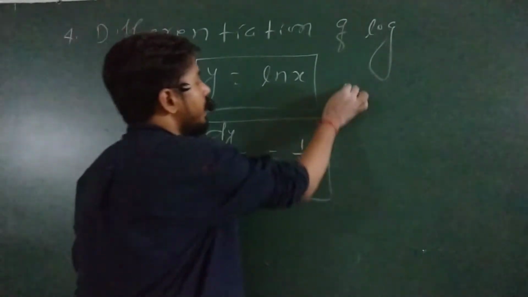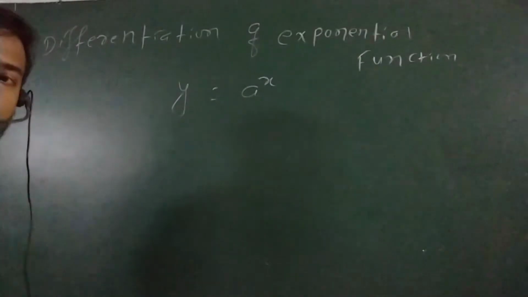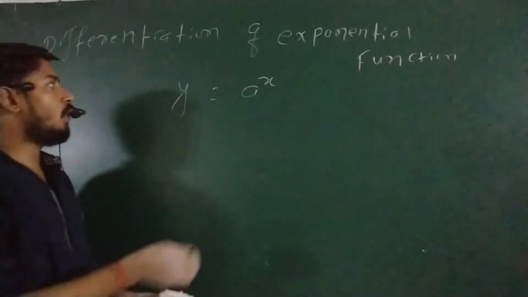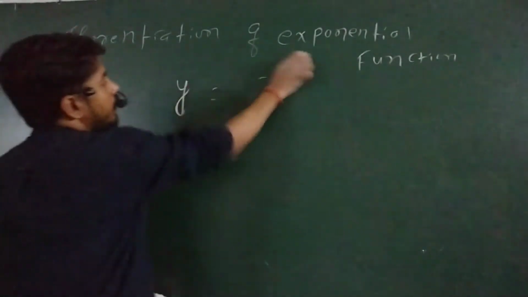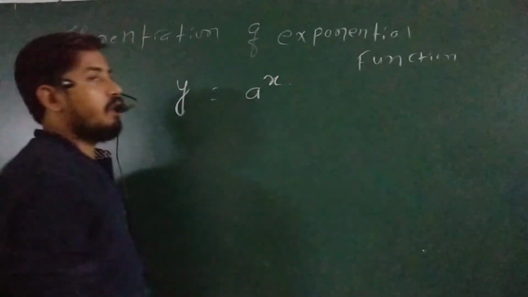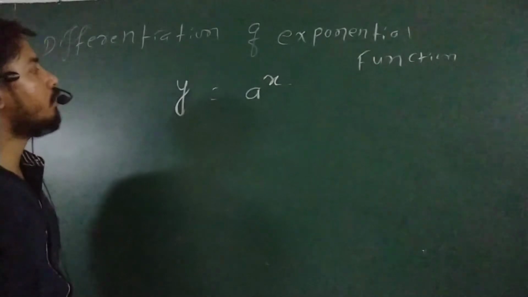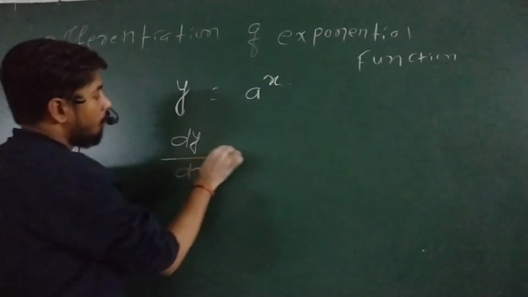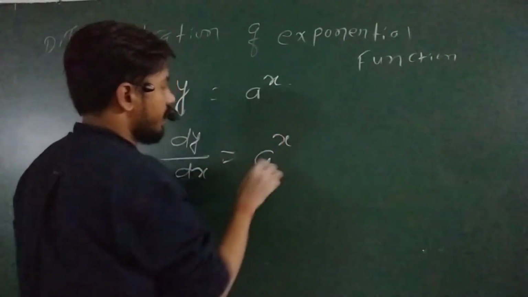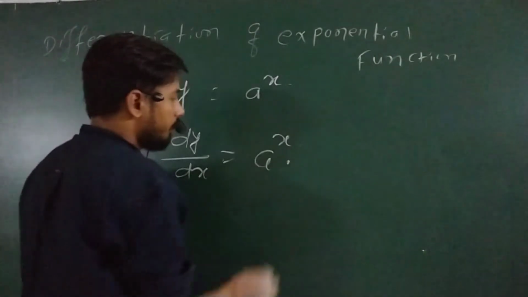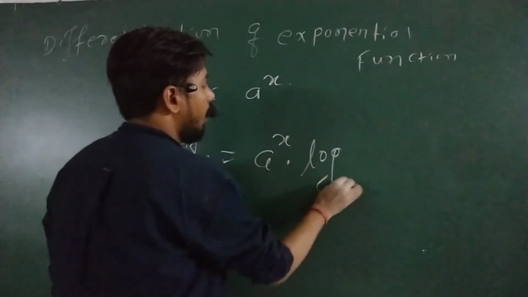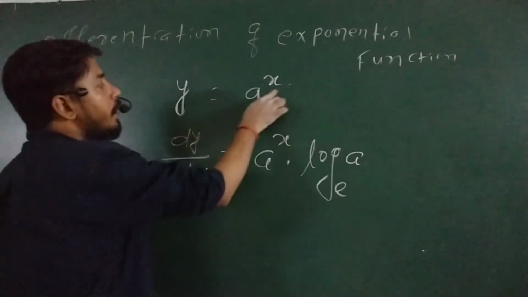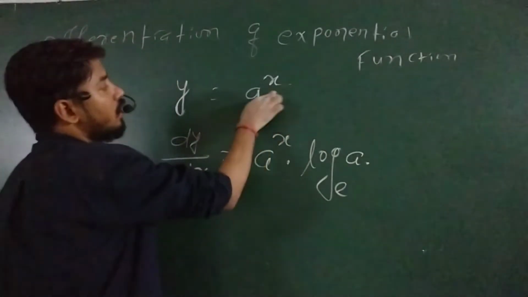See the other function, differentiation of an exponential function. Suppose that y is equal to a power x. If you have to find the differentiation of this one, it is simple, I am telling you. dy by dx: put as it is, a power x, into log e, that is ln, of base a, and into the differentiation of the power. So what is the differentiation of x?